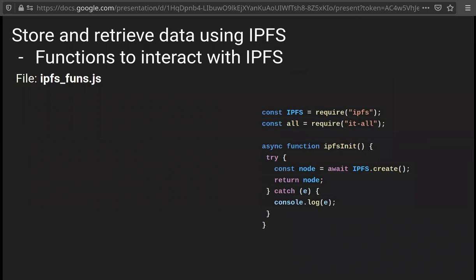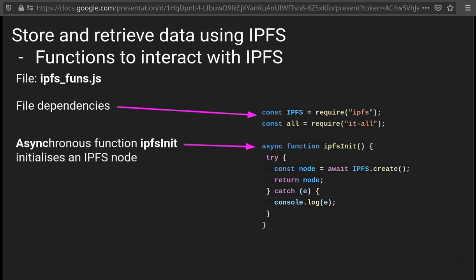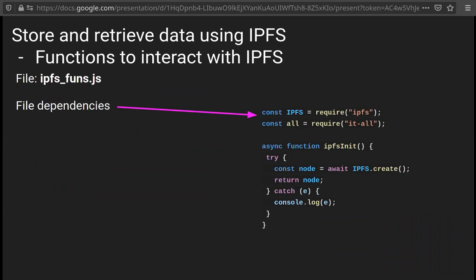So the IPFS funcs file, I'm going to go through the different bits of code for that. So these are the file dependencies that we need, IPFS, of course, and all, which is the thing which aggregates the data from the storage in one chunk.